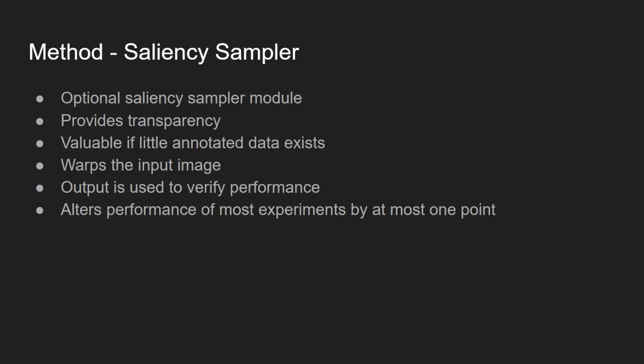Next step is the saliency sampler. It consists of input video sequences which are passed to an optional saliency sampler module, which provides transparency as to what the PPG estimator is learning. It is particularly valuable if little annotated data exists to validate with. Secondly, it aims to warp the input image to spatially emphasize task salient regions before passing it to the PPG estimator.